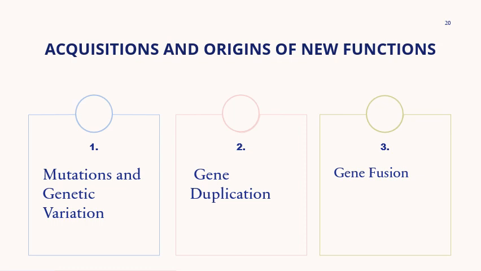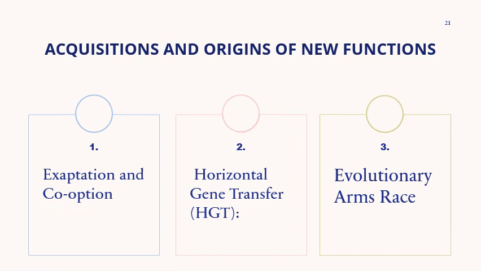between them. Lastly, on this slide, we'll talk about gene fusion. Gene fusion occurs when two previously separate genes, often with related functions, become fused into a single gene. This can result in a novel protein with combined or modified functions, potentially providing an adaptive advantage.